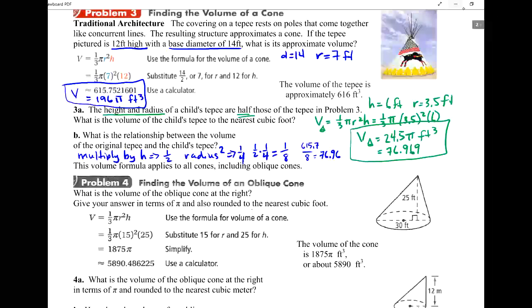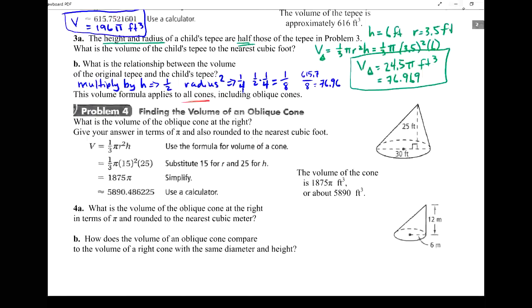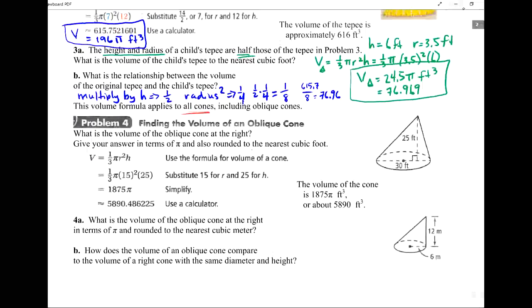All right. We were told that this formula applies to all cones, and that includes oblique cones, just like our prisms. Volume applies to oblique prisms too, because when we tilt our stack of paper, we don't change the volume of it. So let's look at our next example here.